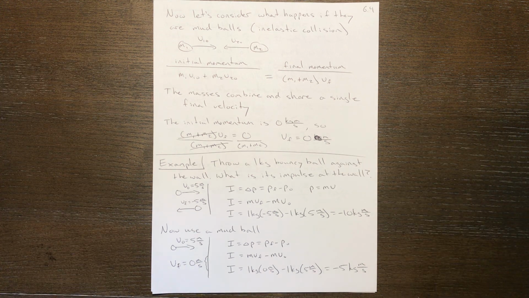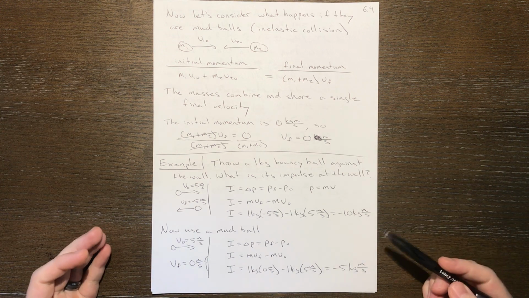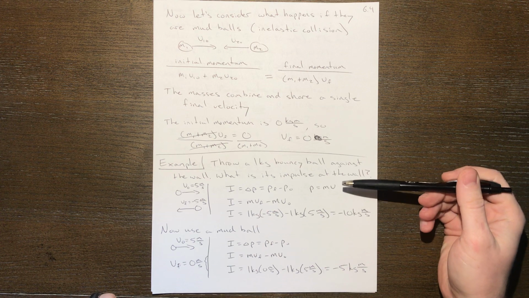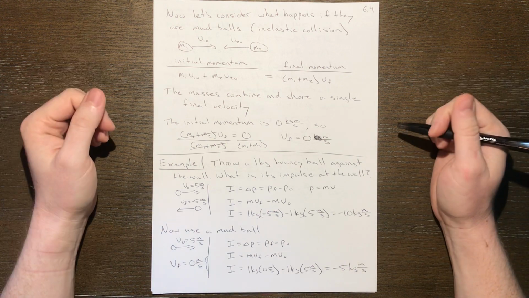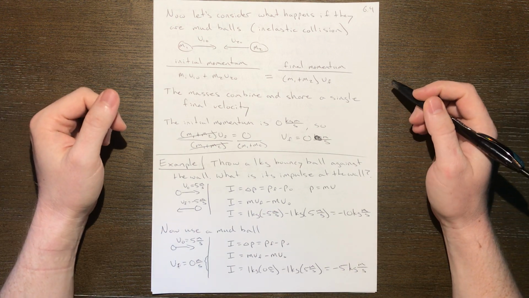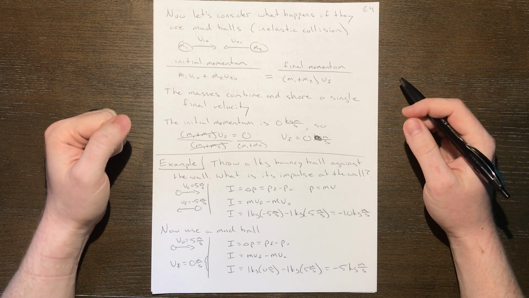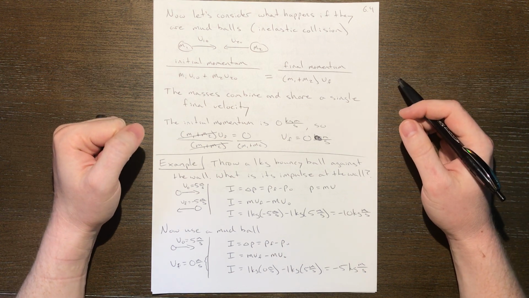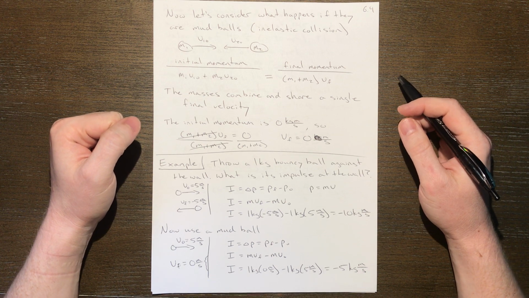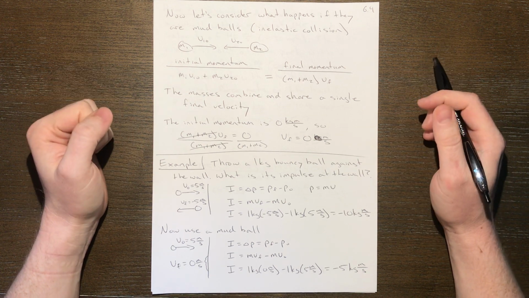And we have illustrated that here with our simple example of bouncy balls versus mud balls being thrown at a wall. So that's the basic idea of impulse. We'll see impulse in its other definition in an example here shortly. So stay tuned. It's one of my favorite examples.